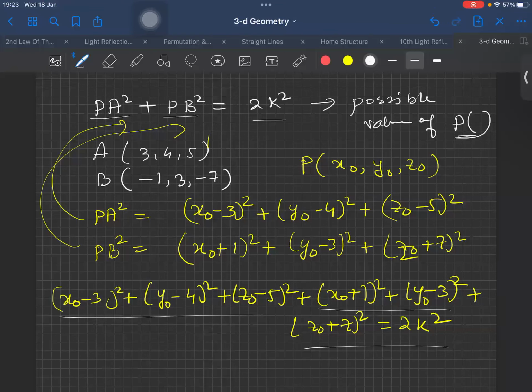Any doubt here, or anything is not clear? See, this is the relation we need to find out. Yeah, tell me, yes. Yeah, tell me, please, if there is any doubt. No sir, I didn't have any doubt.